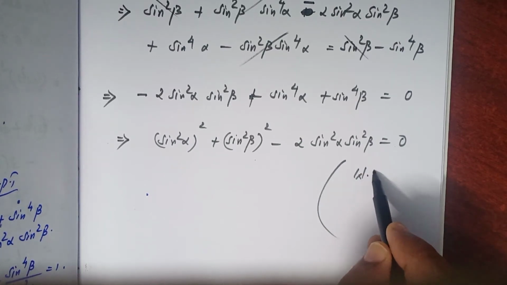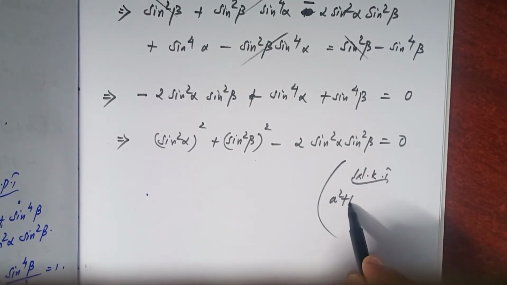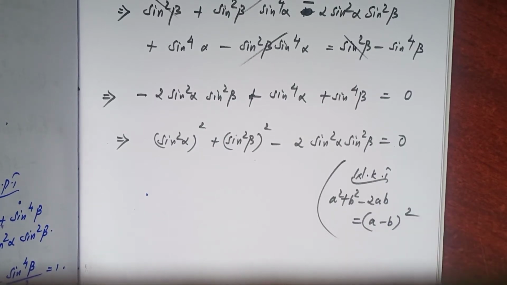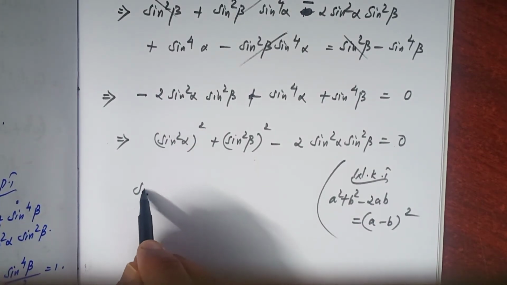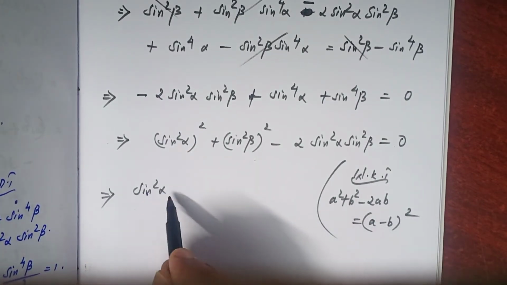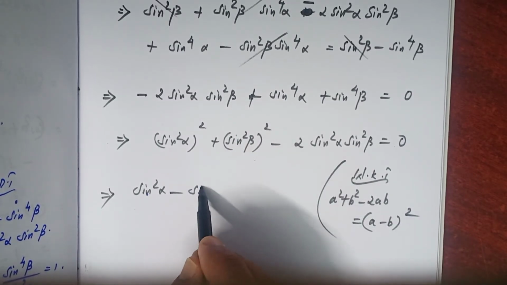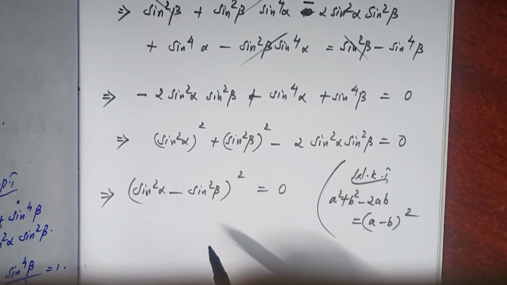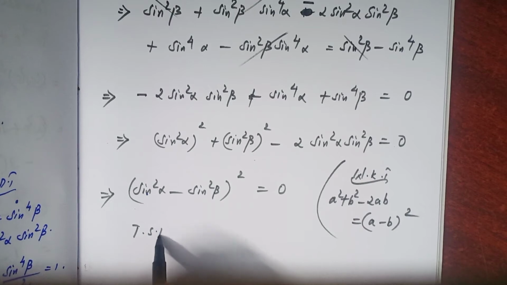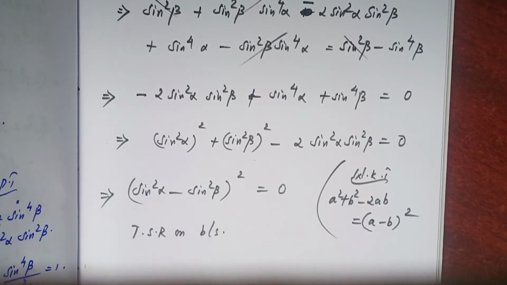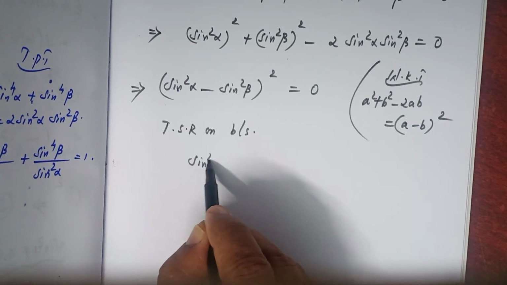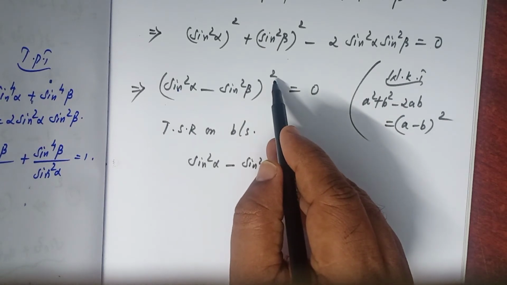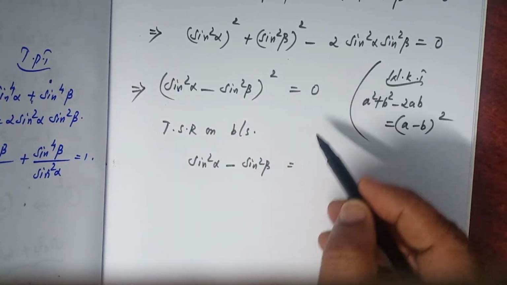We know that a square plus b squared minus 2ab is equal to a minus b the whole square. Which one is a? Sine squared alpha. Minus b, this is b, that is sine squared beta, the whole square, that is equal to 0. Taking square root on both sides, you will be getting sine squared alpha minus sine squared beta. While taking square root, the square and square root get cancelled. 0 square root is 0.